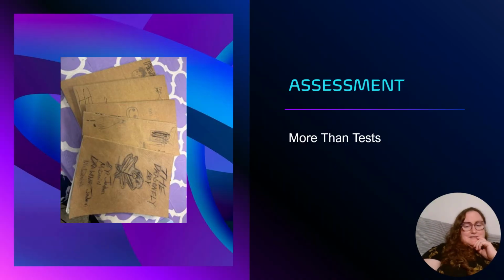All right, assessment. Obviously, it is more than tests, and I've got a picture there on the left. I took a few of my students' graphic novels because I haven't given them back yet, because they're going to need them for their backpack. So I'm holding on to them until the end of the year when there's potentially less likelihood that they will lose them. Those are a few of the covers of the graphic novels, and that is how they were assessed on that unit.